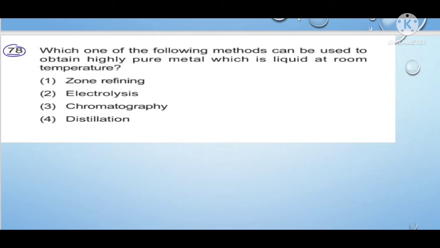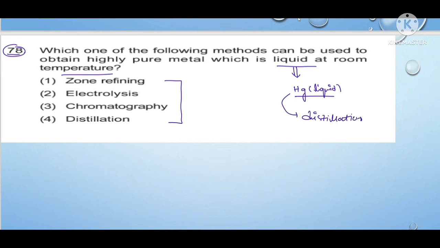Now let us try to understand 78. Which one of the following methods can be used to obtain highly pure metal which is in liquid at room temperature? We know that the only metal which is in liquid form is mercury. Mercury is in liquid form. That's why liquids are purified by distillation. It's a conceptual question. So our answer is D.